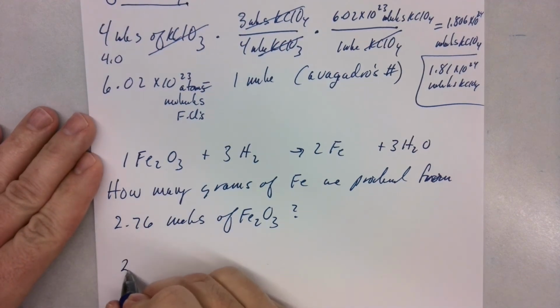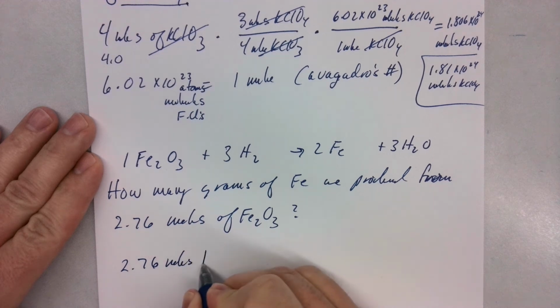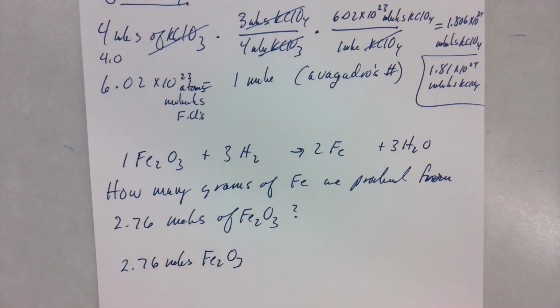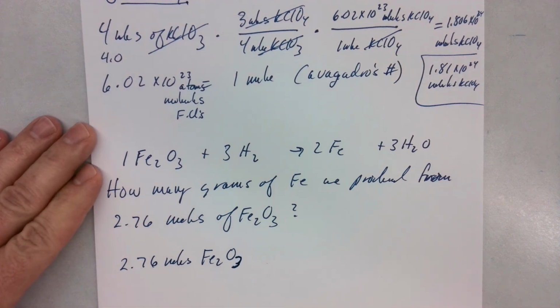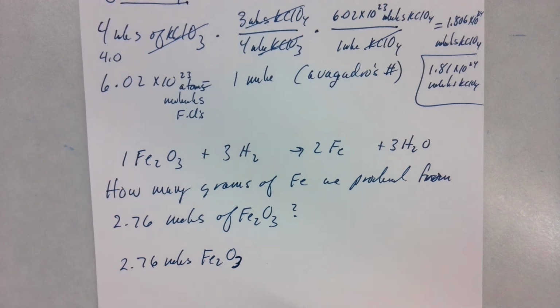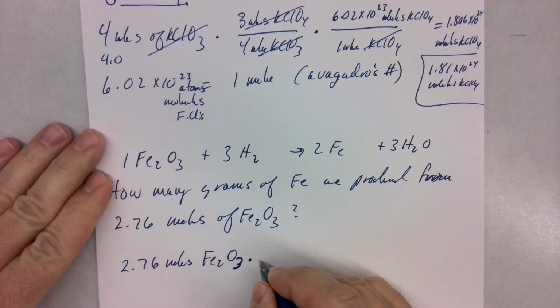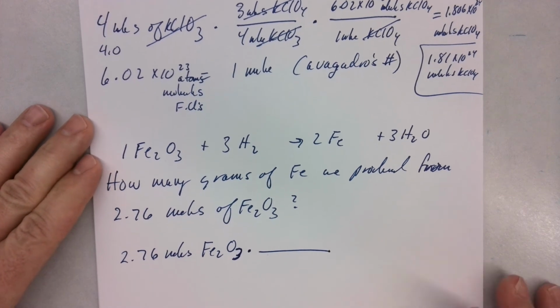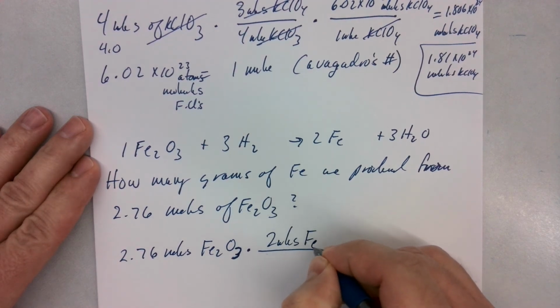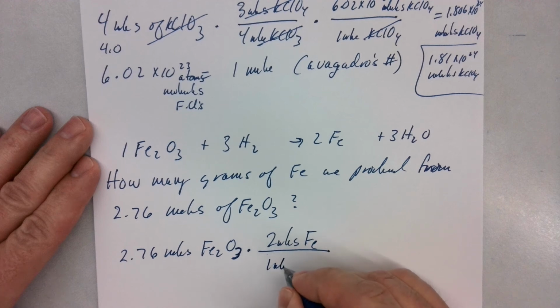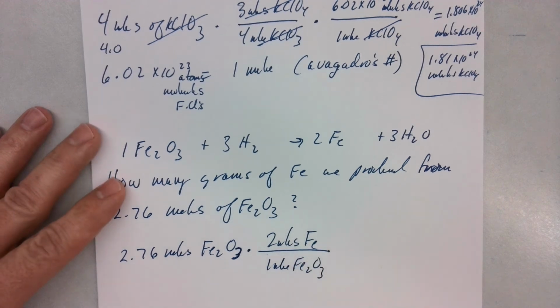So I'm going to start with 2.76 moles of Fe2O3. What did I do there? Yeah, I started in moles. So what did I save you? I saved you that first step, didn't I? Of going from grams to moles. So what's going to go next? Mole to mole ratio. What's my mole to mole ratio going to be? 2 moles of Fe for every 1 mole of Fe2O3, right?